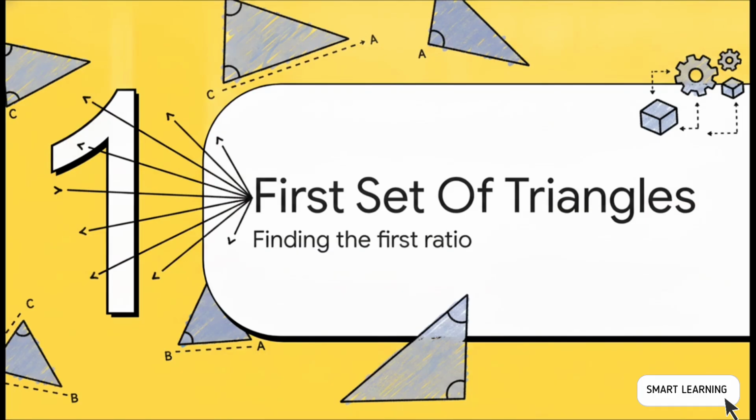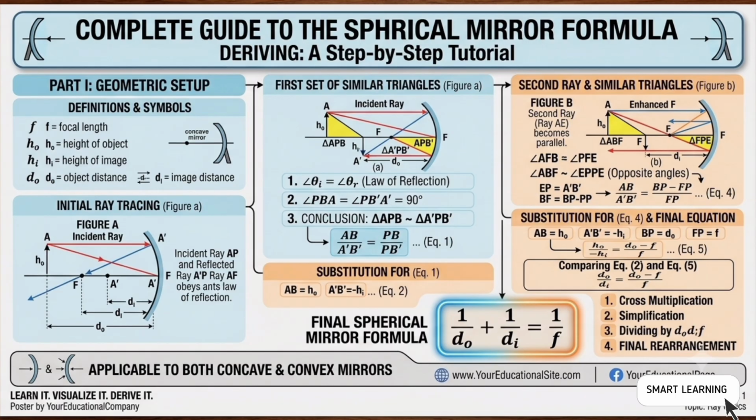All right, section 1, our first set of triangles. This is where we'll start building our proof using similar triangles. To unlock this formula, we're going to use the mathematical superpower of similar triangles. And instead of getting lost in a giant variable soup, let's just focus on the pure logic. Notice those two triangles formed by the light ray hitting the pole of the mirror, triangles A'PB' and APB.